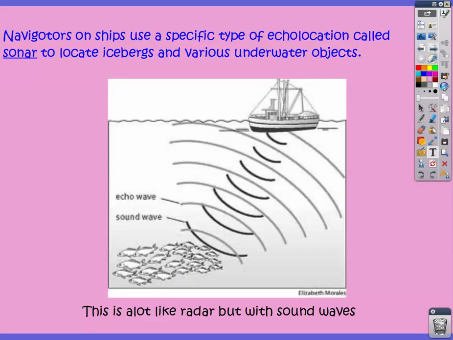But we have a unique name for it when it's being used by human-made ships. Navigators that use this technology, it's referred to as sonar. It's a lot like radar, which we talked about with light waves, but instead of using light waves, it uses sound waves to do this. It makes it great to use in a dense medium, or a medium where there's not a lot of light, like looking for fish deep in the water. This would be a good way for a fishing boat to know where to stop and cast out their nets.